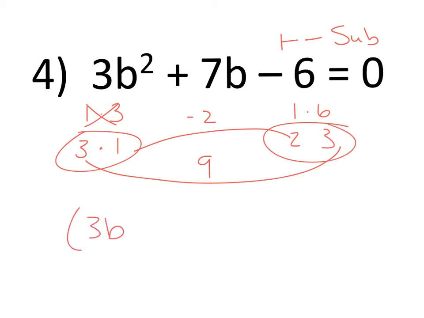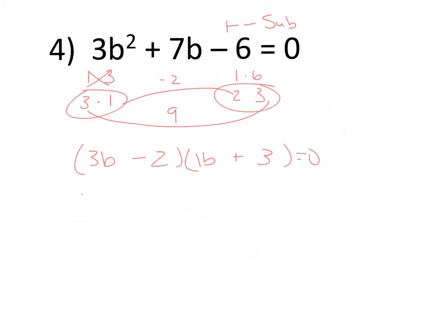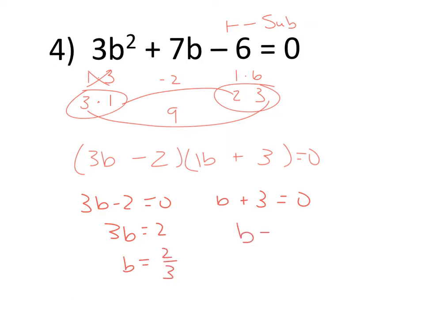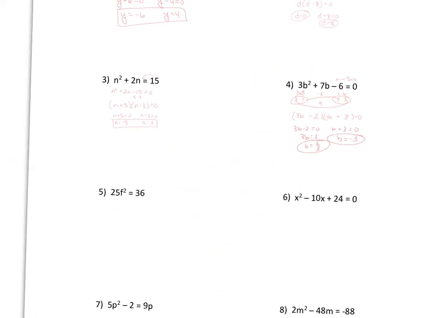So I've got 3b and 1b. I have a 2 and a 3 on the back side, and this is all still equal to 0. Now on the 9 on the outside, I want to make this the plus, and then on the inside, the 2 would be negative. Okay, and then I'm going to set each part equal to 0. So 3b minus 2 equals 0, and b plus 3 equals 0. I'm going to add the 2 over and then divide by 3 and get 2/3. On this one, I'm going to subtract the 3 over and get negative 3. So my answer is 2/3 and negative 3.